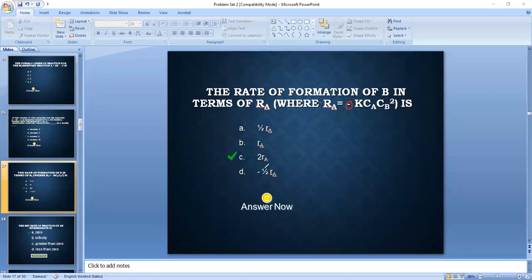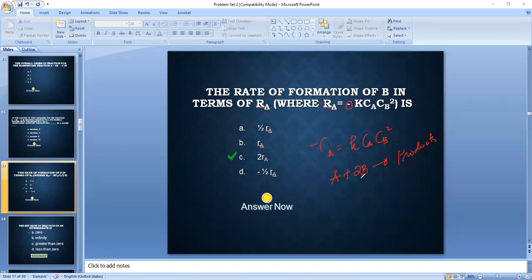The answer is this. Do you see something wrong with the answer? So your rate in terms of A is equal to k C sub A C sub B squared. If this is the manner in which we write our rate law, on the assumption that we have an elementary reaction, your reaction would have been A plus 2B forming the products. So if you are very keen on the manner in which this particular problem is written, how will then be the rate of formation of B in terms of A?